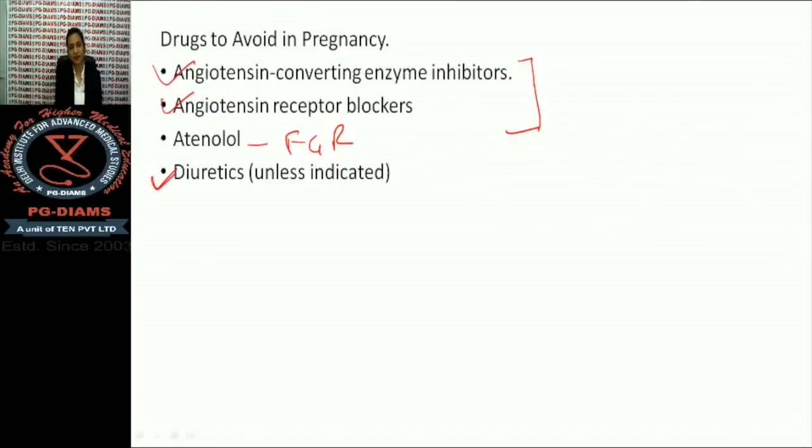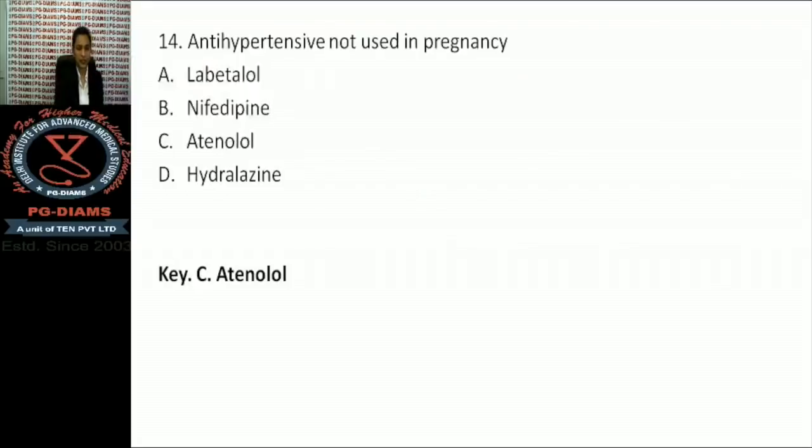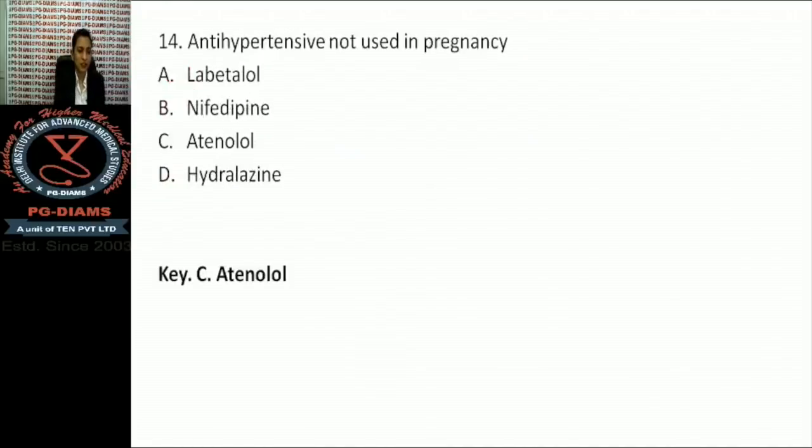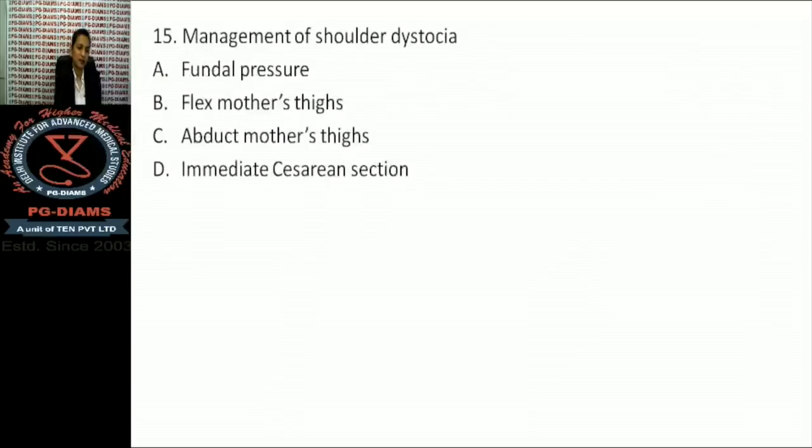Diuretics, now you have to be cautious while using diuretics. Diuretics can be used in pregnancy if they are indicated. Suppose you have pulmonary edema, you're definitely going to use diuretics. But for hypertension, if you're using diuretics, you have to be cautious. So basically this is not contraindicated. You have to know the indication that you're using it for. Don't use diuretics for a simple hypertension in pregnancy. It can cause uteroplacental insufficiency by decreasing maternal blood volume. So your answer here is atenolol.